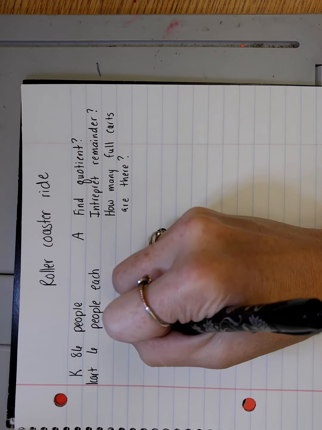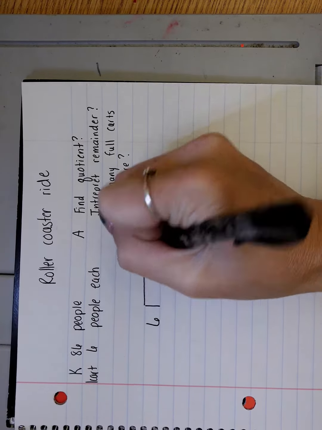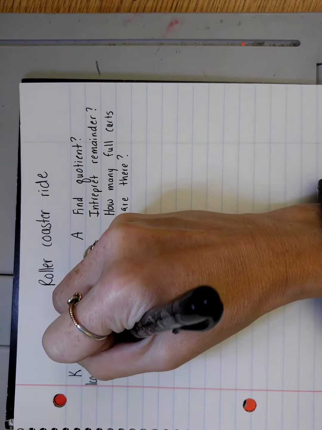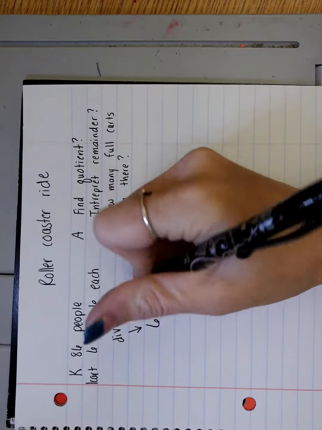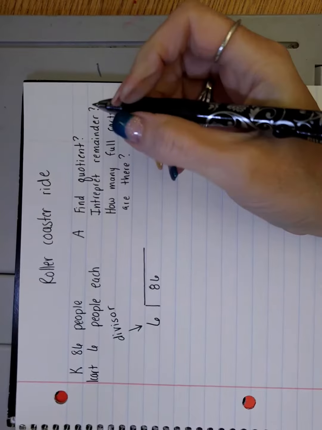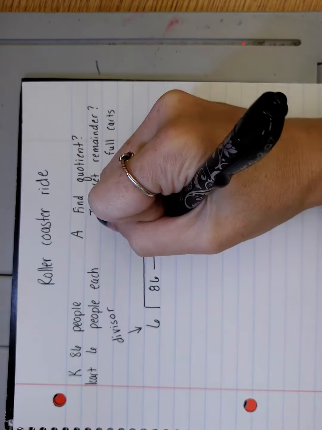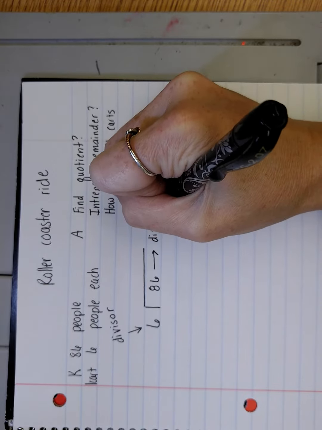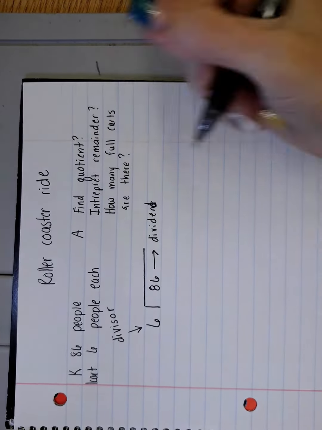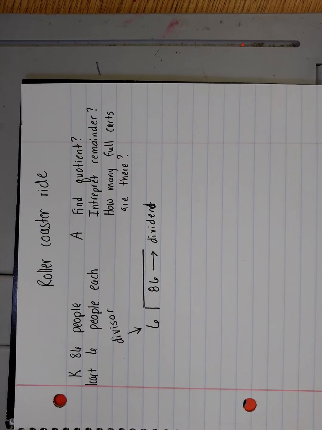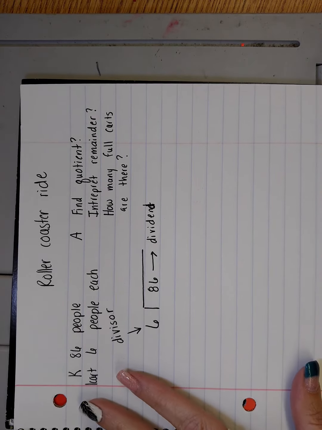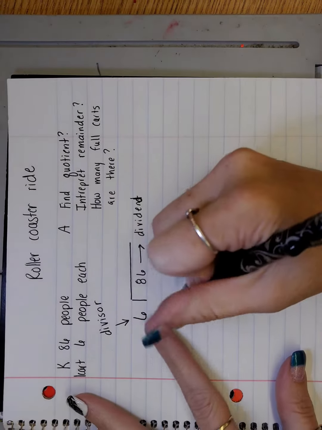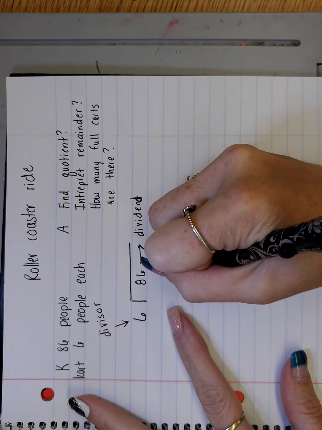All right, so we know that our groups are going to be our carts. So our cart will be our divisor. And 86, the number of people that want to take this ride, is going to be our dividend. At this point, you can use any strategy you want to solve this problem. I am going to use place value division. This one should be pretty easy.